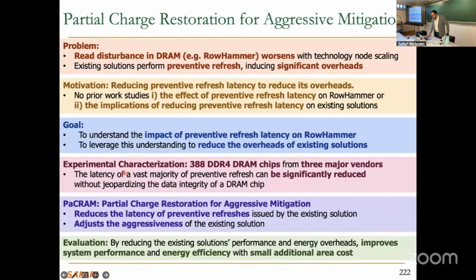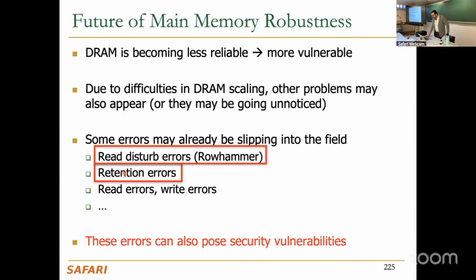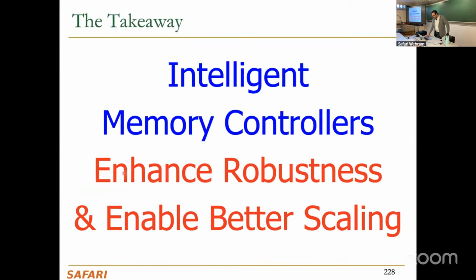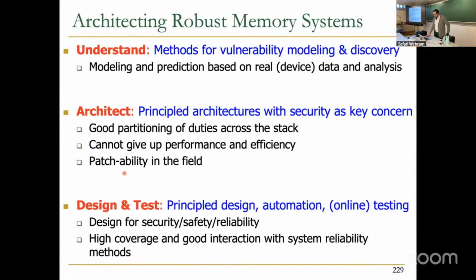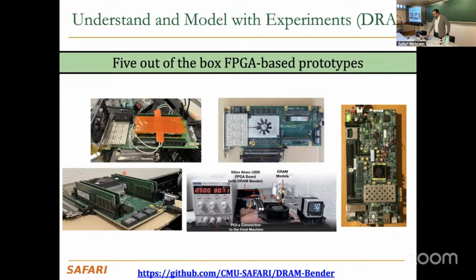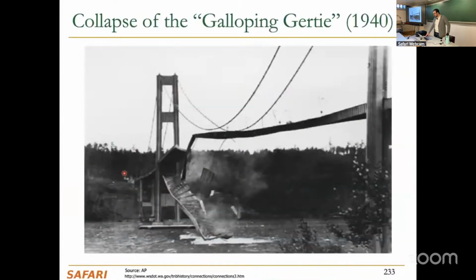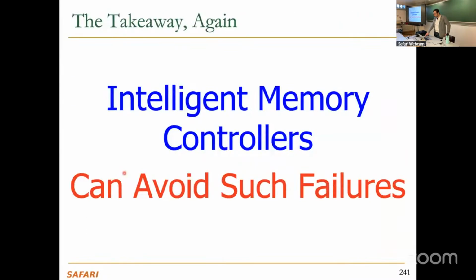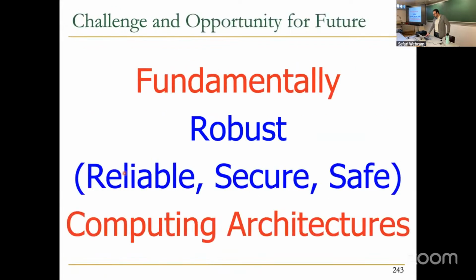Okay, I'm not going to go into these. I'll get to the key takeaway: intelligent memory controllers enhance robustness and enable better scaling. So we need to have better controllers. We need to understand the problem better. We need to come up with better architectures, and we need to design and test properly and rigorously. And we need infrastructures for those. We have the infrastructures, and we keep building new infrastructures so that we do not have this kind of broken bridges. And with intelligent memory controllers, we can avoid such issues, not broken bridges, but broken computers. And main memory needs intelligent compute. Okay, so we want fundamentally robust computing architectures.